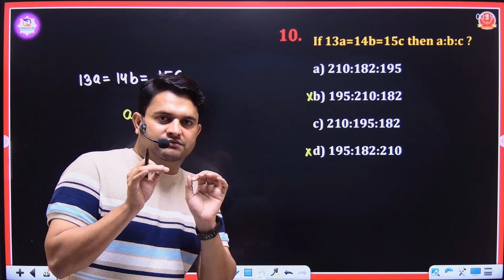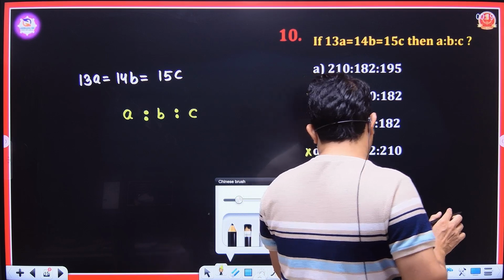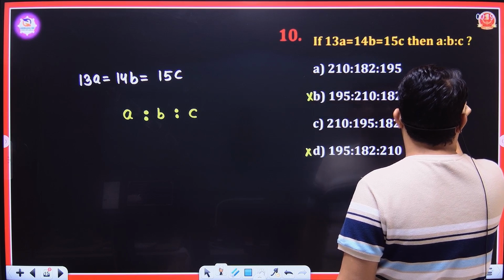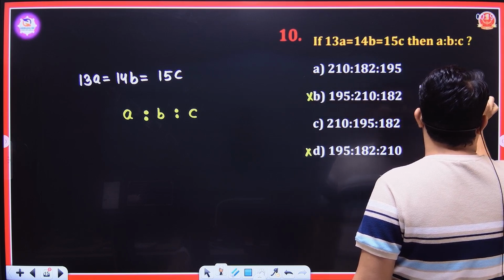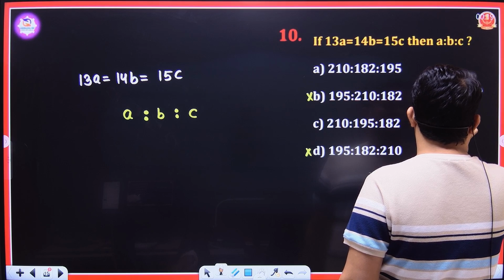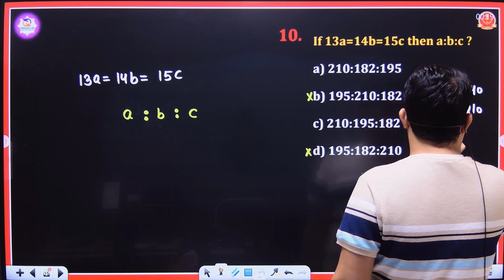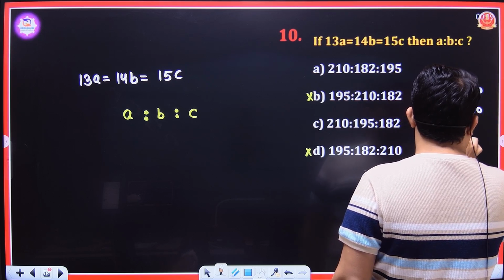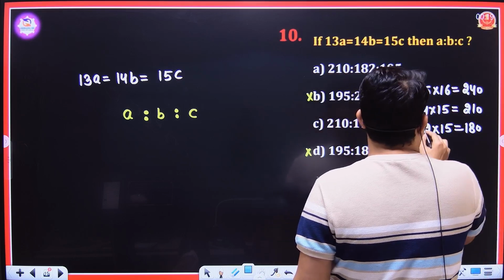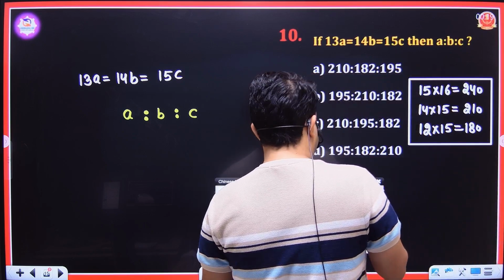You have to keep in mind some of the simpler products. If you have 15 into 16, it is equal to 240. If you have 14 into 15, it is equal to 210. If you have 12 into 15, then it is equal to 180. These are such pairs. If you keep them in mind, your questions will be much easier to solve.